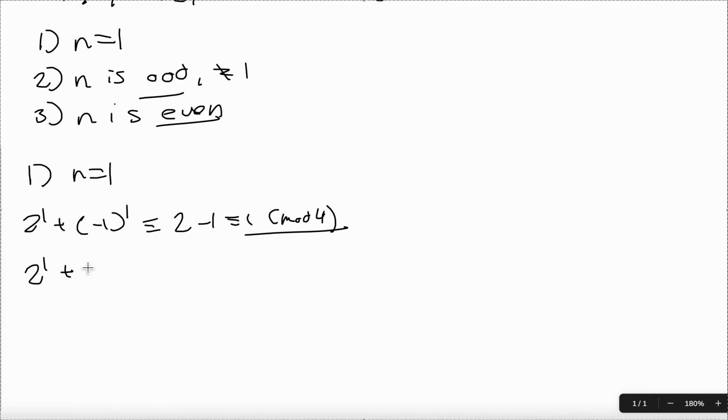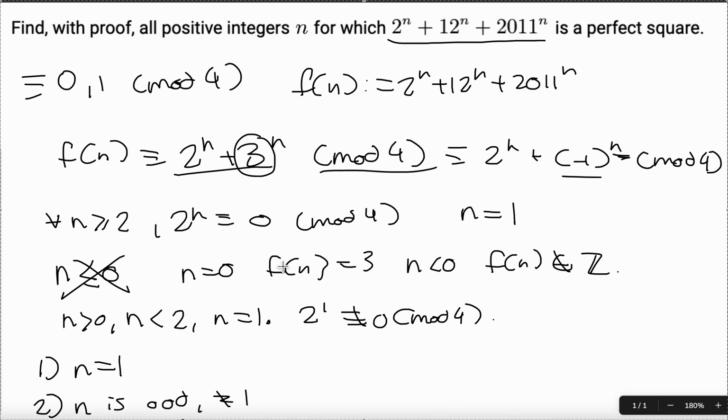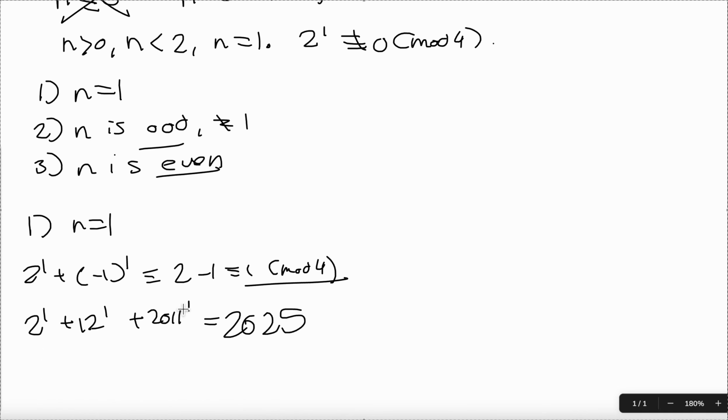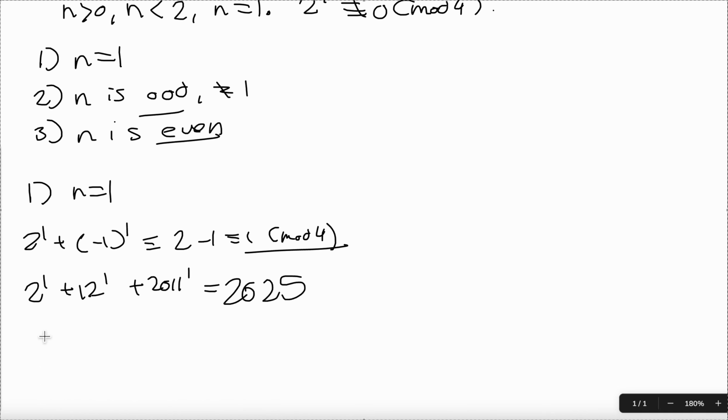2 to the 1 plus 12 to the 1 plus 2011 to the 1 is going to equal 2025, right? Yeah, because this is 14, yeah, 2025, which is equal to 45 squared. And so this is a perfect square, so n equals 1 is a solution.